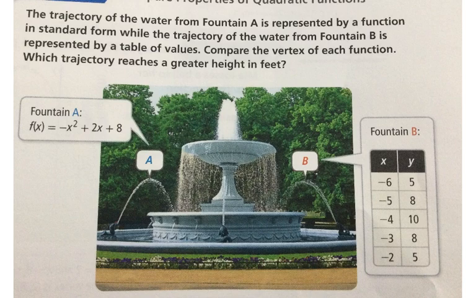So the height of fountain A, its highest value, is 9. But the highest value from fountain B is 10. So which fountain has a greater height? It's fountain B.